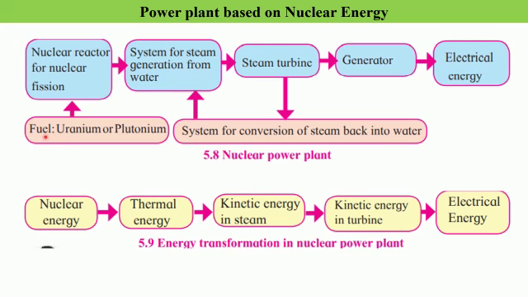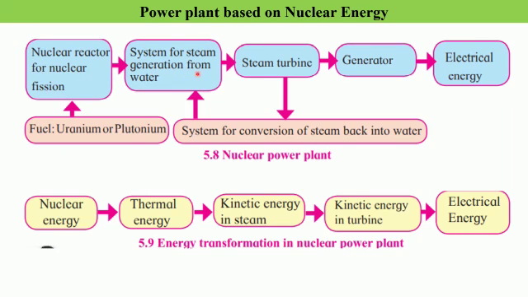So we have fuel here. It is in the form of uranium or plutonium. We know that they are radioactive elements, and they are used in the nuclear reactor for nuclear fission. Nuclear fission means the breaking of the nucleus is brought about in the nuclear reactor.